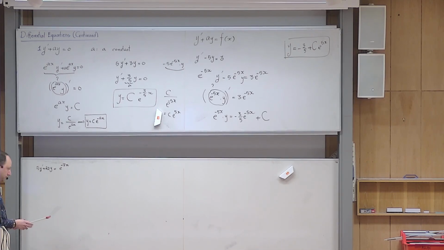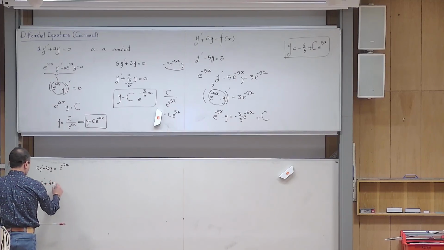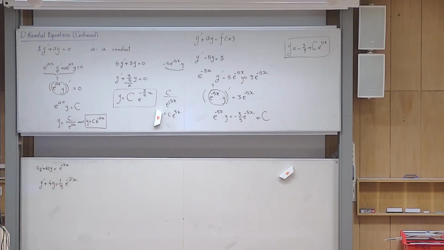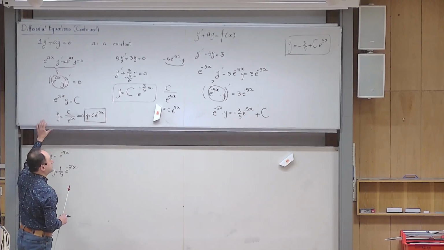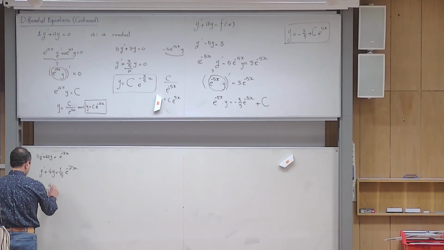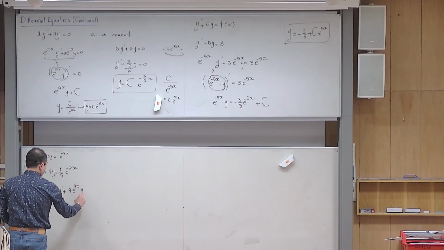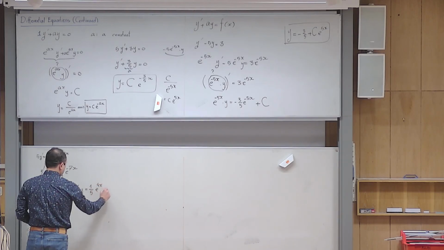Start by dividing by 5. Yes, divide everything by 5, so y prime plus 4y becomes 1 over 5 e to the power of minus 7x. And then I will try to find my integrating factor. So what is the integrating factor here? e to the power of 4x. So I multiply by e to the power of 4x, and then I have to multiply the right-hand side also by e to the power of 4x.